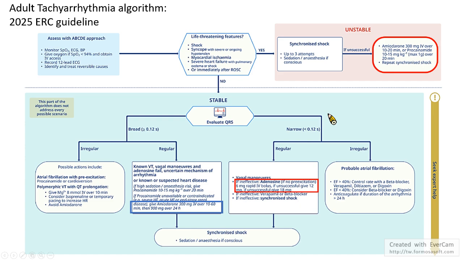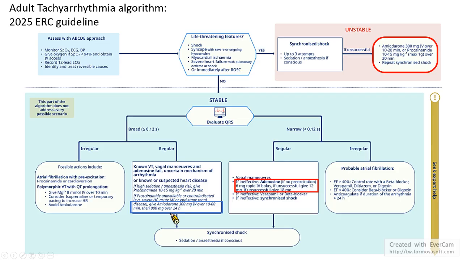It's the algorithm in the ERC guideline for tachyarrhythmia, and it's pretty similar for those unstable ones. Besides synchronized shock or cardioversion, if unsuccessful, then Amiodarone can be considered at a pretty large dose of 300 milligrams. But also for those stable tachycardias with a wide QRS complex, then consider if that is a regular rhythm.